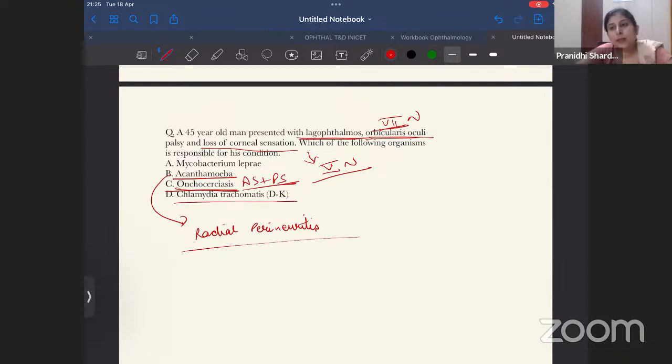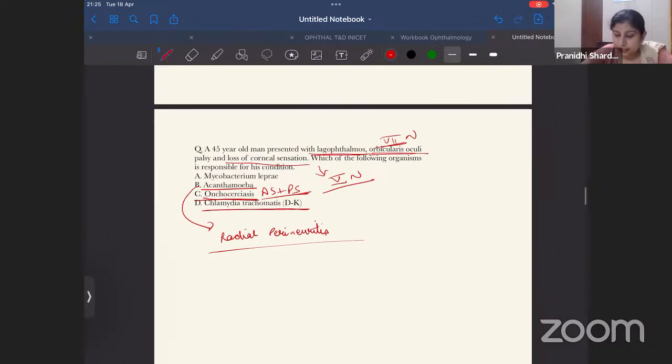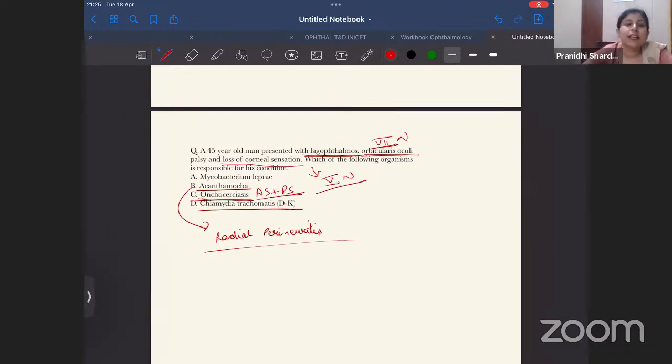Chlamydia trachomatis, we know that it is a cause of keratitis. We always discuss chlamydia as a high topic in detail as a part of conjunctivitis. Chlamydia is a part of conjunctivitis. Chlamydia is a part of keratitis. It does not affect the eyelids.